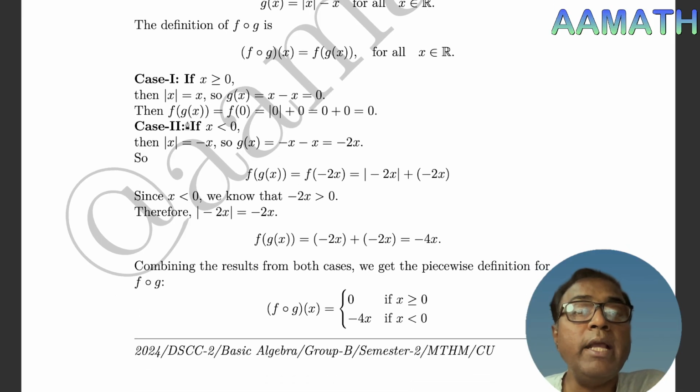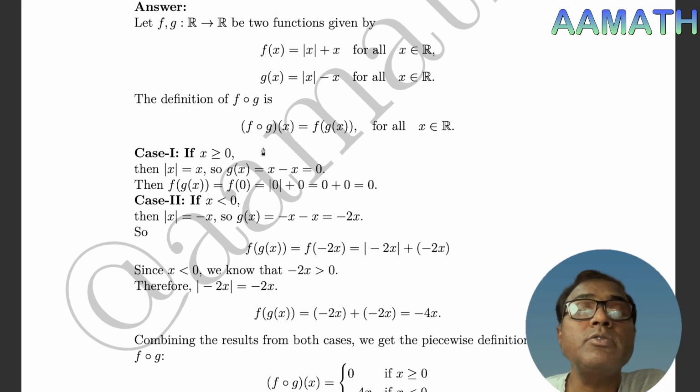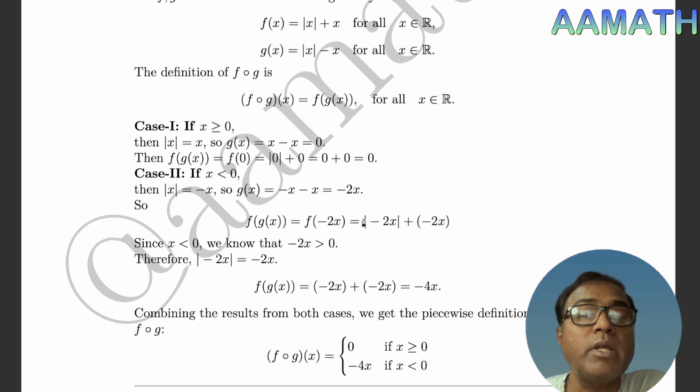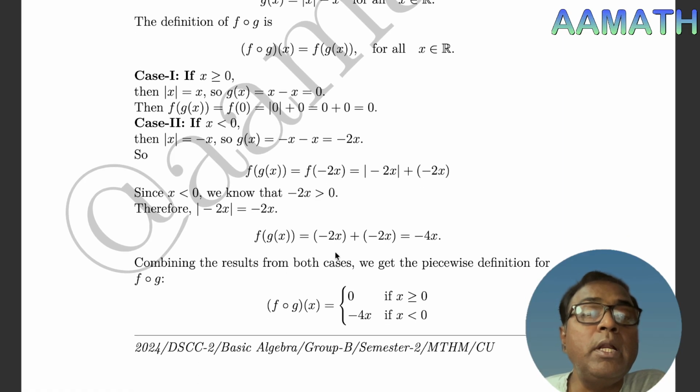Case 2, if x is less than 0, so |x| equals minus x, and so g(x) equals |x| minus x, so this is minus x minus x, that's equal to minus 2x. So f(g(x)) equals f(minus 2x), that is equal to |minus 2x| plus (minus 2x). Now since x is less than 0, minus 2x is greater than 0 because x is less than 0. So |minus 2x| equals minus 2x. So f(g(x)) in this case is equal to minus 4x.